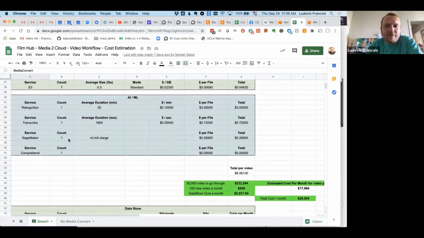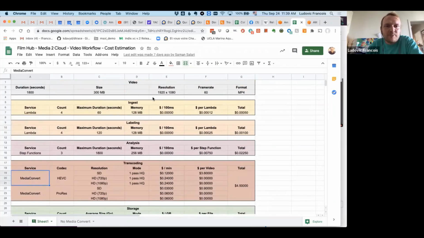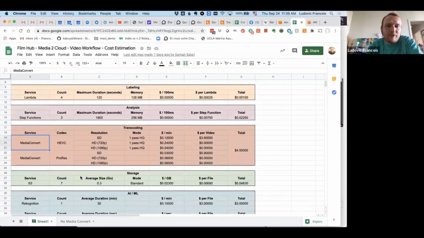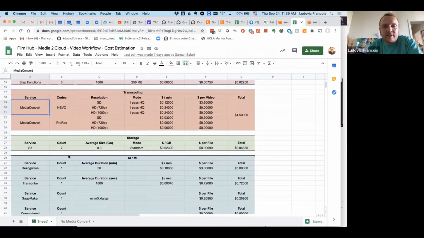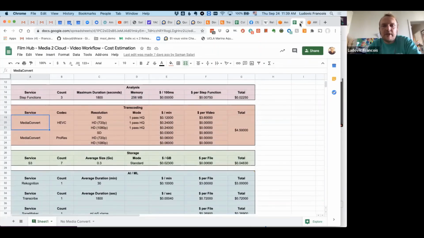That is the type of effort we can build to understand how much it's going to cost you and forecast for a specific workload, where you have Step Functions, you have transcoding with how many passes on the transcoding and what type of formats, and also how much is stored, and if you do any AI services around it. So it can help you. I think that's all for me.